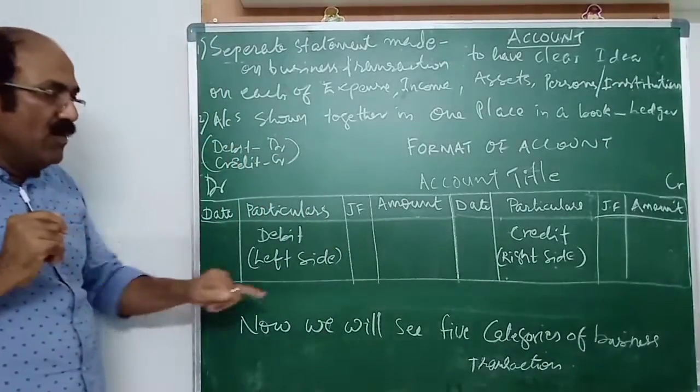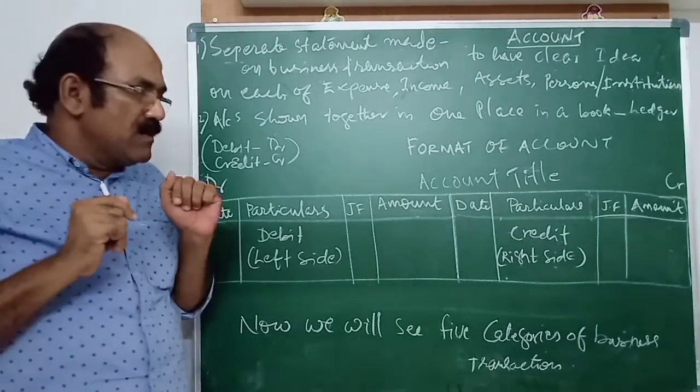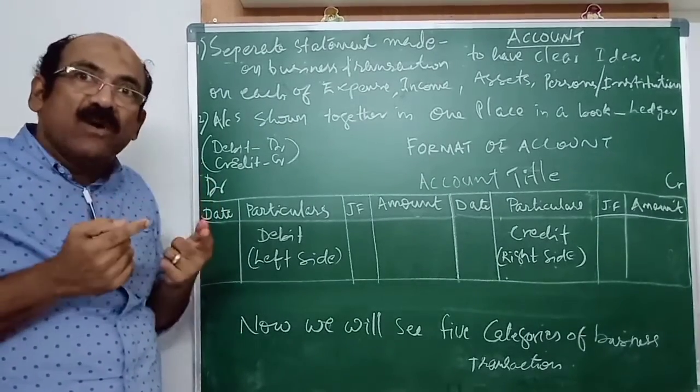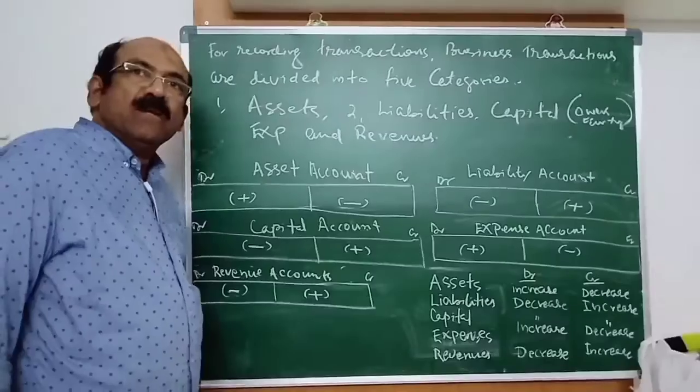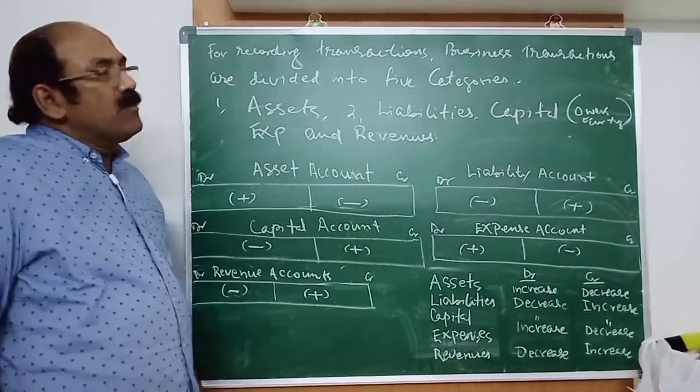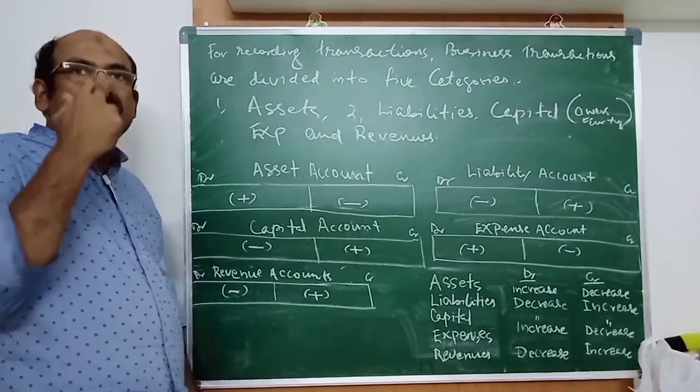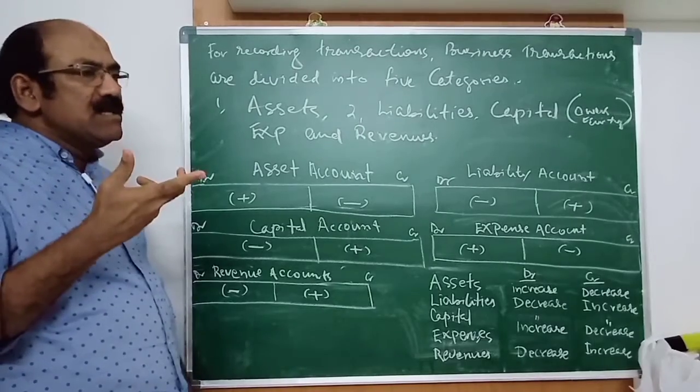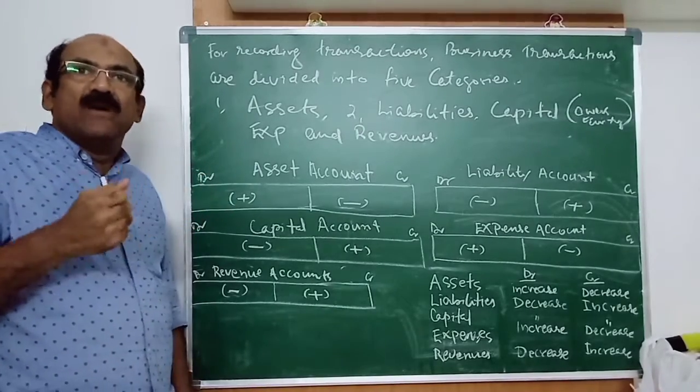Now we will see what are the different categories of business transactions. See, for recording business transactions, business transactions are categorized or classified into 5 categories.